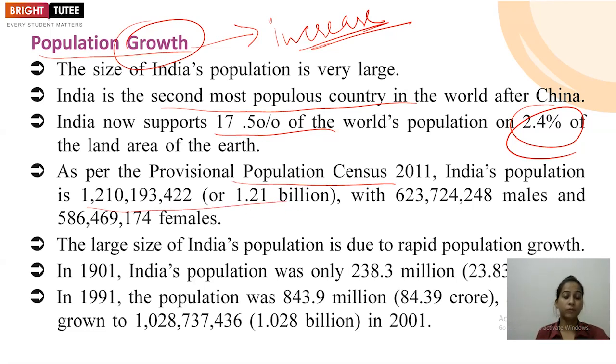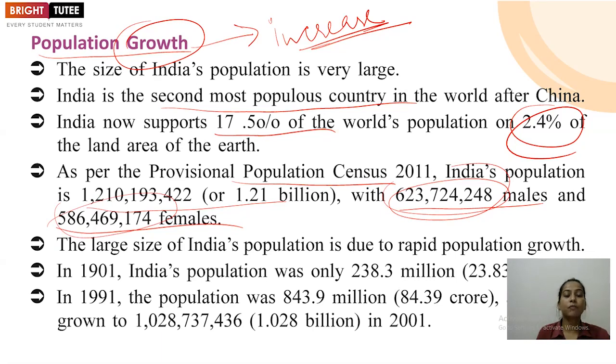And when the population was segregated based on sex composition, meaning males and females, it was found that around 6.23 million males were there and around 5.86 million females. You can see the ratio: males are more in number as compared to females.